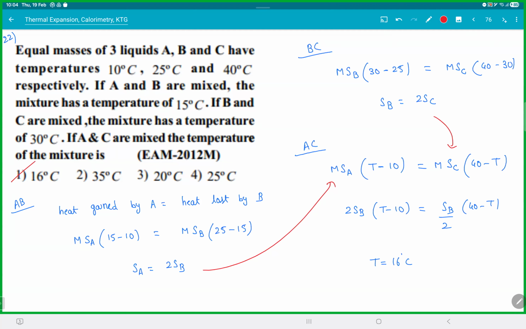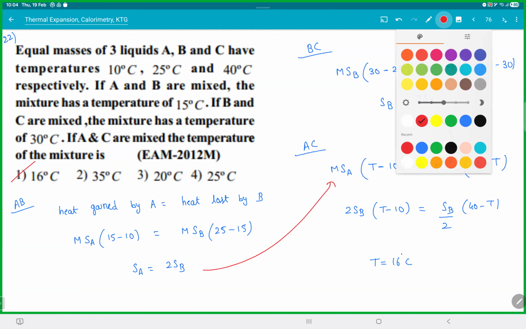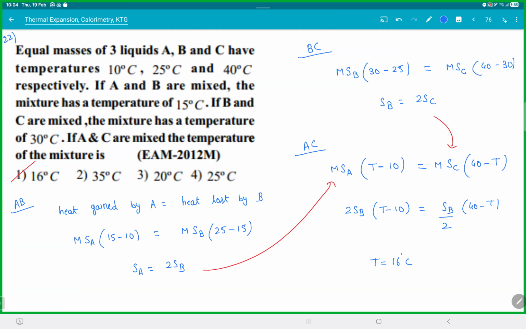And others, do keep your cams on. Easy. That's a proper mains level question.